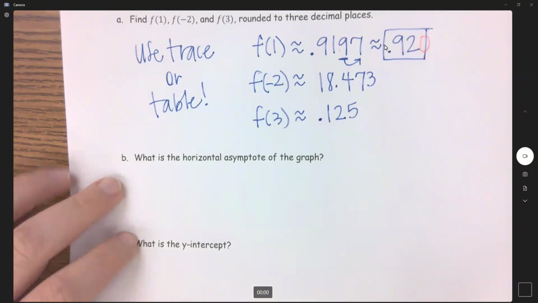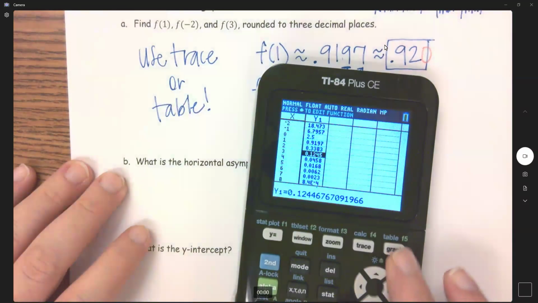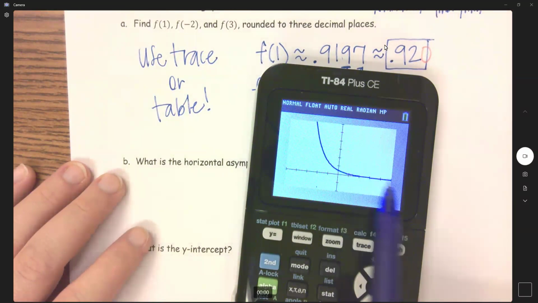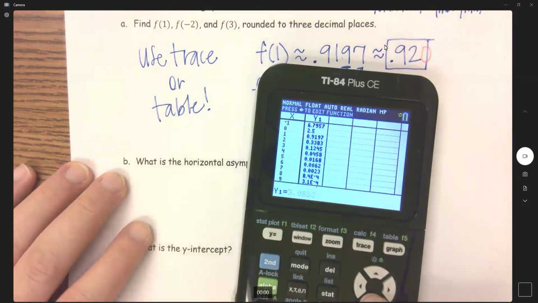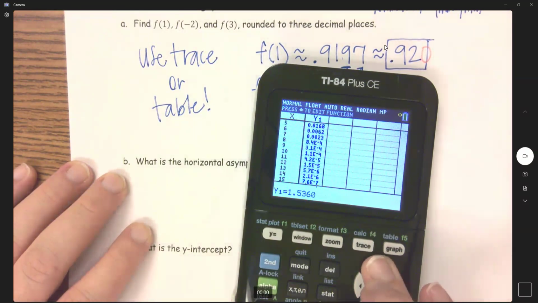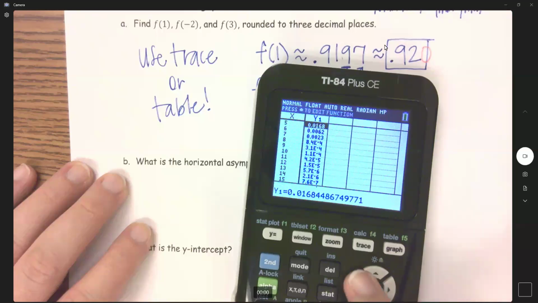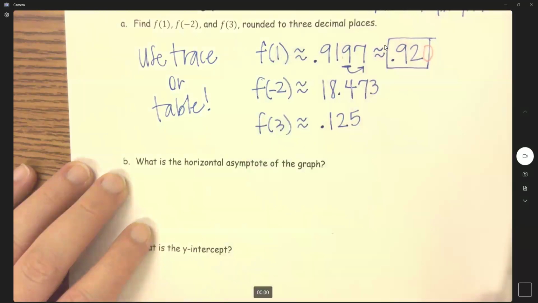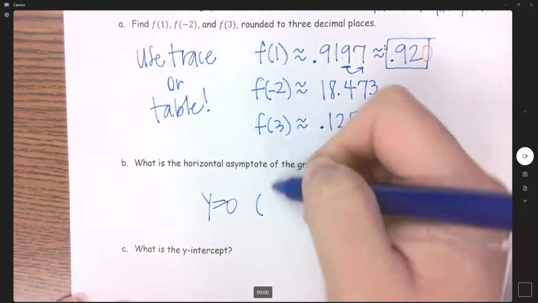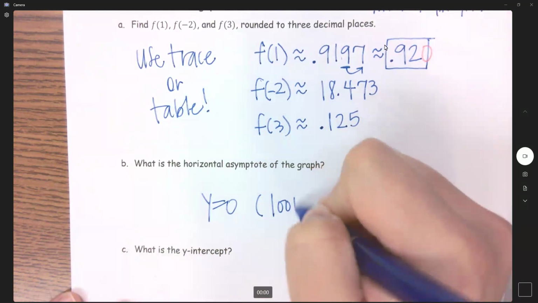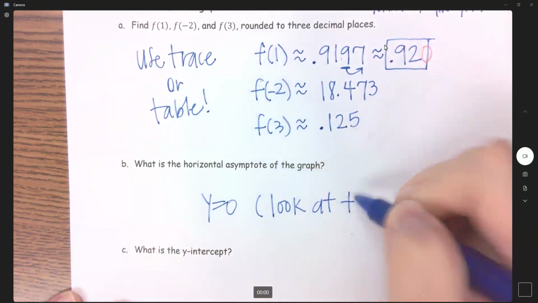Okay, what is the horizontal asymptote? You can almost see it from this graph, how it's hugging that x-axis. But you can look at your table some more. These are getting closer and closer to 0 as these get to that e to the negative number. Okay, those all mean basically 0. So we have a horizontal asymptote at y equals 0, and I found that by looking at the table.